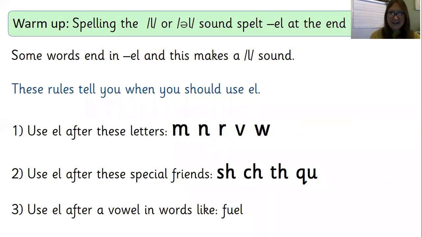Let's get started. Let's remind ourselves of our spelling rule from yesterday. We knew that sometimes we use the spelling EL, making the OOL sound at the end of the word. This happens after the letters M, N, R, V, and W, and also our special friends sh, ch, f, and qua. Sometimes it's also used after a vowel as well. This should help you with your spellings today.